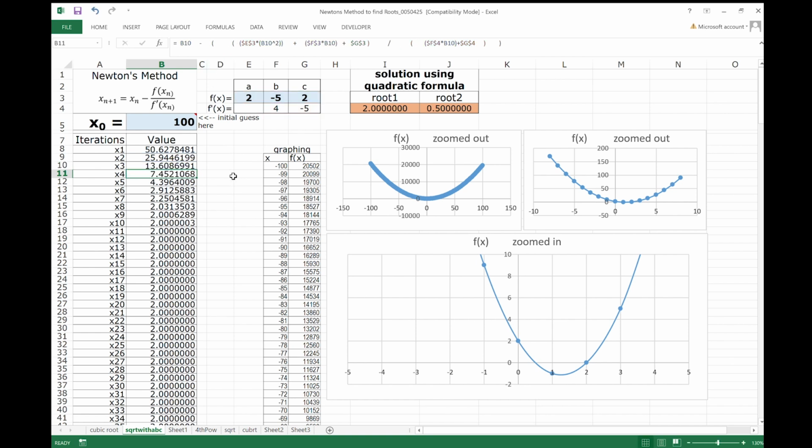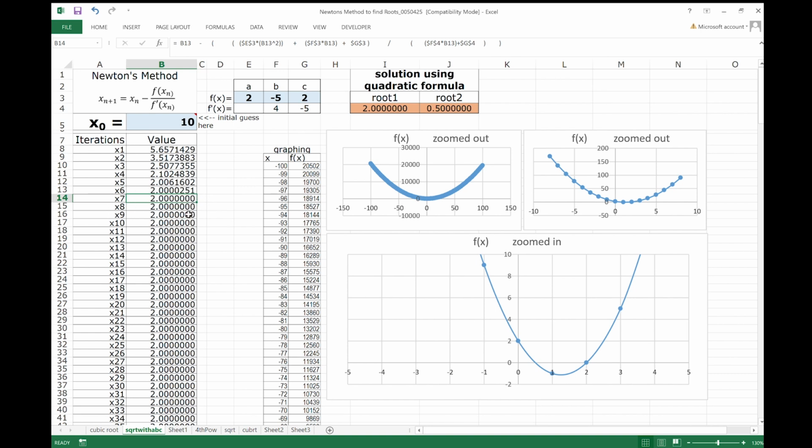As shown, using an initial random guess x sub 0 value of 100, we can see that by the 11th iteration, Newton's method converges to the solution value of 2. If we had used an initial guess x sub 0 of 10, the solution converges at the 7th iteration.